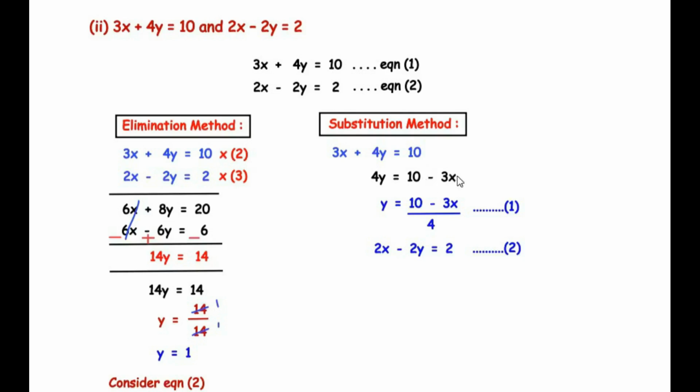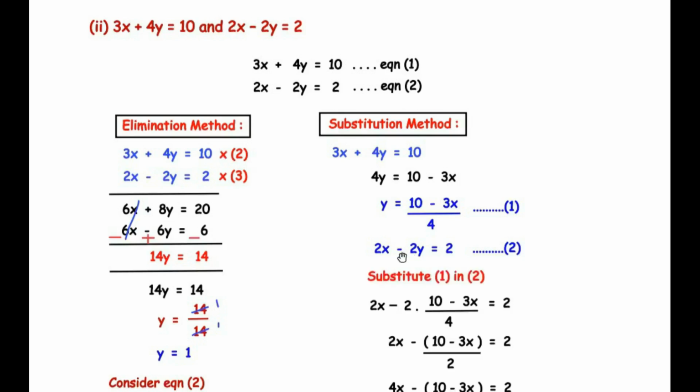So it divides this 10 minus 3x. So y will be equal to (10 minus 3x) over 4. Let us consider this as equation 1, and the other equation is taken as equation 2. Now we are going to plug in the value of y which we have got over here in equation 2.